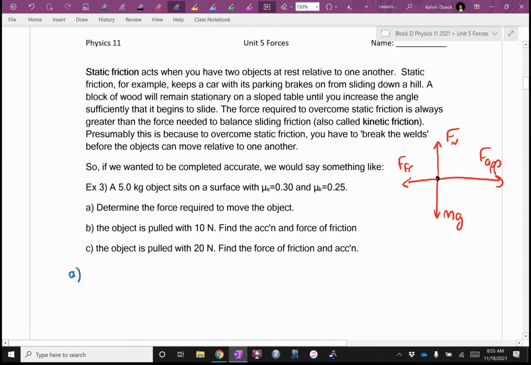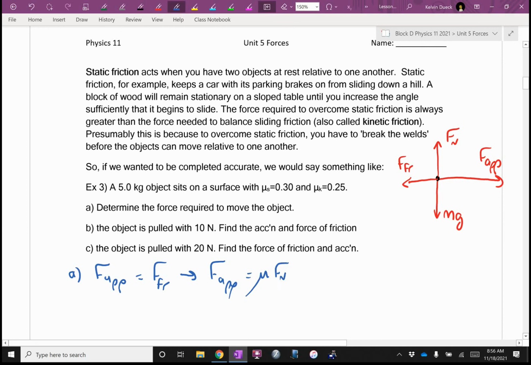So what I'm actually going to say is this. I'm going to say that F applied equals friction, and then I'll say as long as I pull harder than that, it'll move. There's my argument for part A. How hard do I need to pull to get this object to move? Harder than this. Friction is what times what? So I can say that F applied is mu times the normal force.